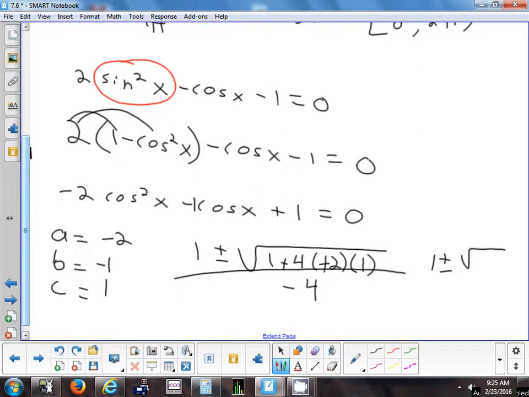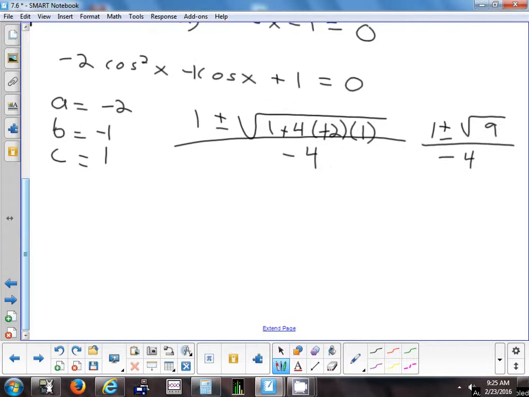What's 4 times 2? 8 times 1? 8 and 8 plus 1? 9. All right, so we get 1 plus or minus, what's the square root of 9? 3. So this would have factored because we got a nice answer. Okay, and I'm going to do both of those out. I'll do -1 plus 3 and -1 minus 3 divided by -4.